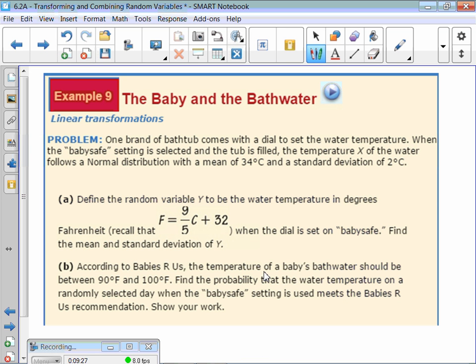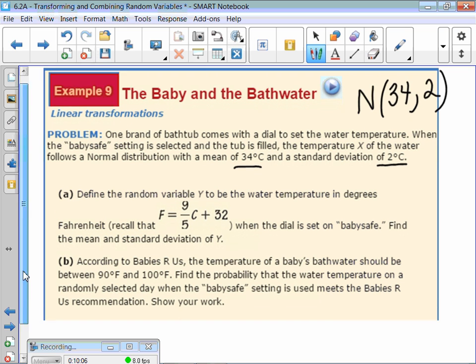So let's put it all together. The baby in the bathwater. One brand of bathtub comes with a dial to set the water temperature. When the baby-safe setting is selected and the tub is filled, the temperature X of the water follows a normal distribution with a mean of 34 degrees Celsius and a standard deviation of 2 degrees Celsius. So define the random variable Y to be the water temperature in degrees Fahrenheit. So notice they gave you the mean and the standard deviation. We also know it's normal. So remember, we could write this normal 34, 2.